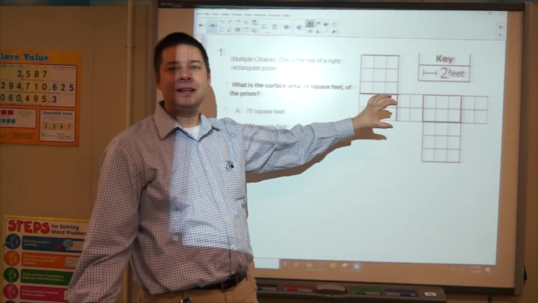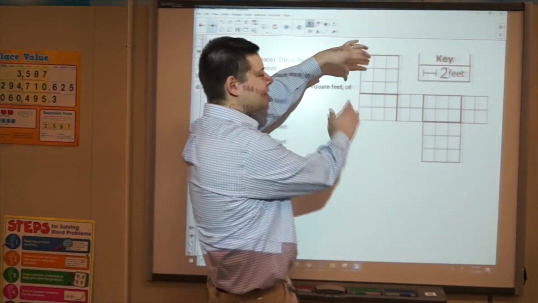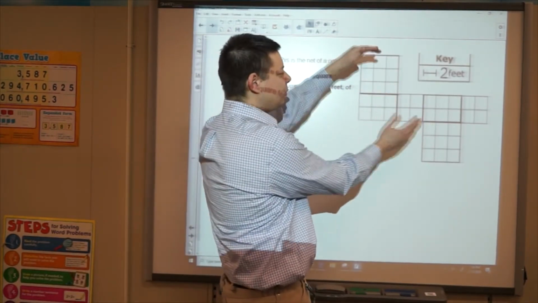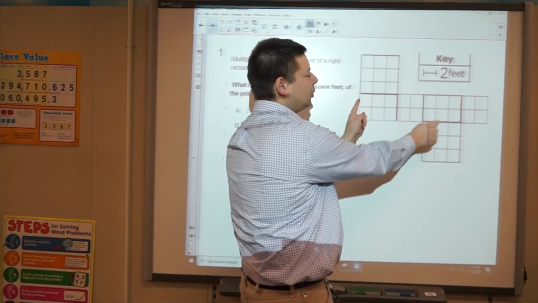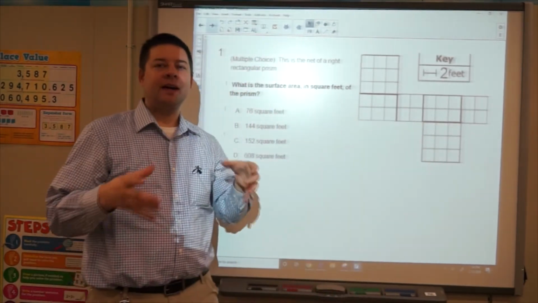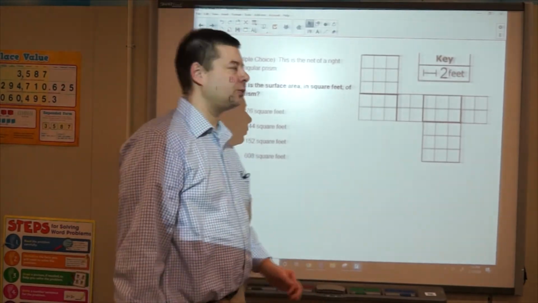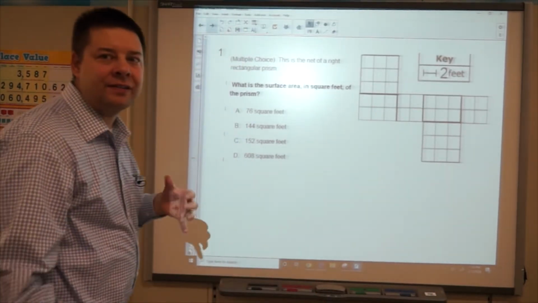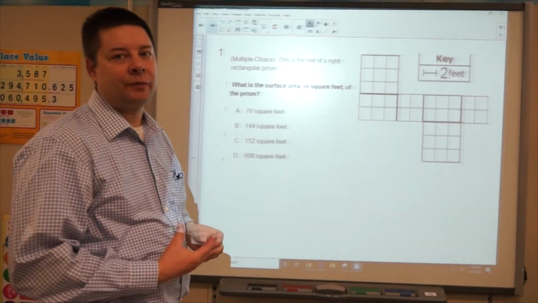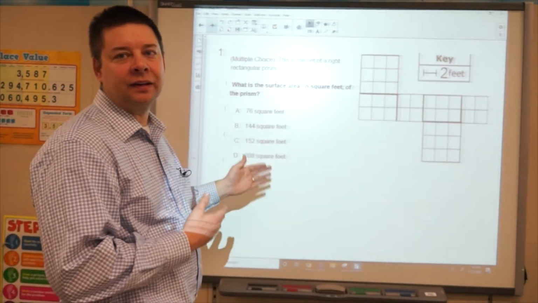And this net, if you imagine that we could cut this out of the page and then fold along all of these bold colored lines, we would actually make a box. This is something we're going to be getting into as we go throughout our school year. We haven't really gotten to it yet, so this is brand new information. So we're learning about it here in focus.